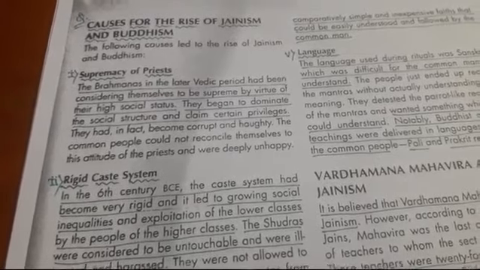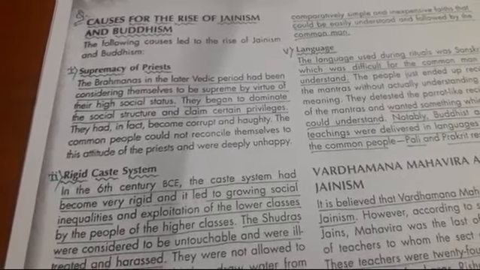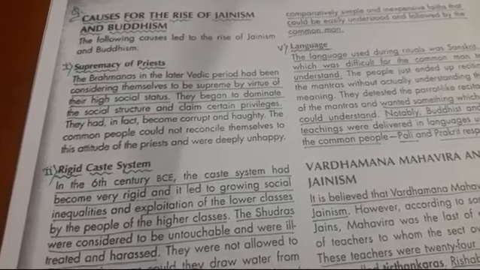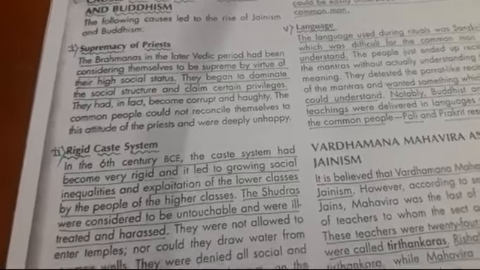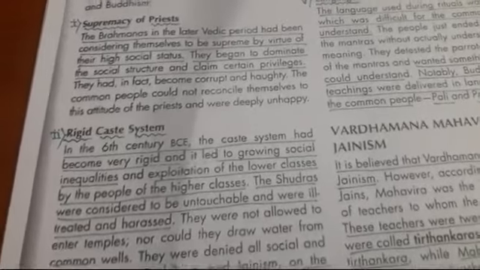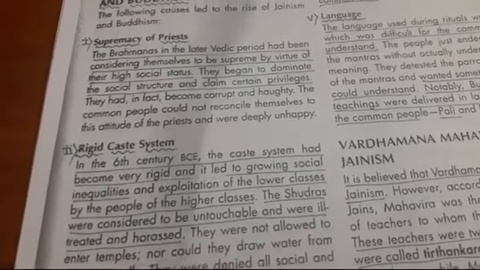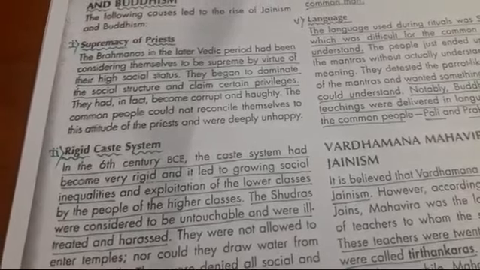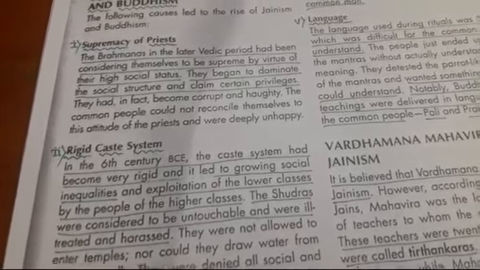The first point, Supremacy of Priests. The Brahmanas in the later Vedic period had been considering themselves to be the supreme power by virtue of their high social status. They began to dominate the social structure and claim certain privileges, and people were unhappy with those priests. So this is another cause for the rise of Jainism and Buddhism.